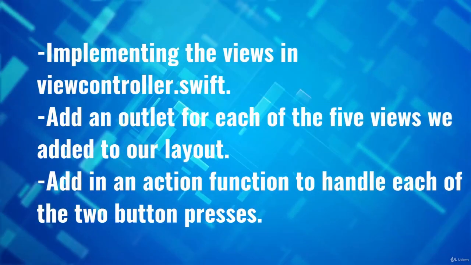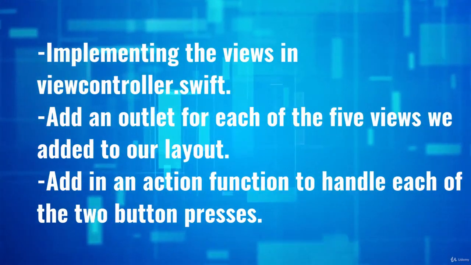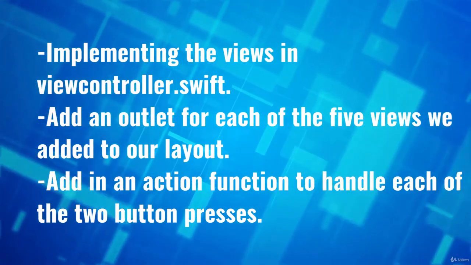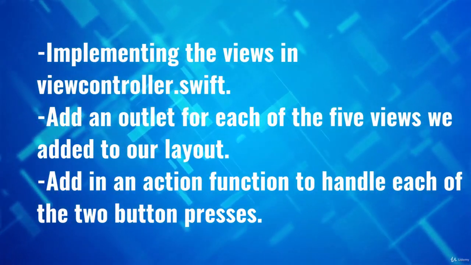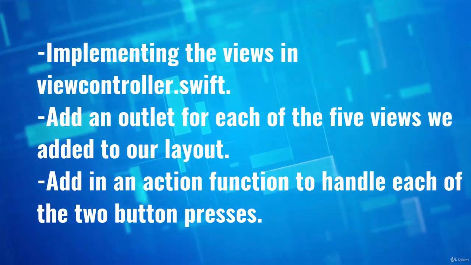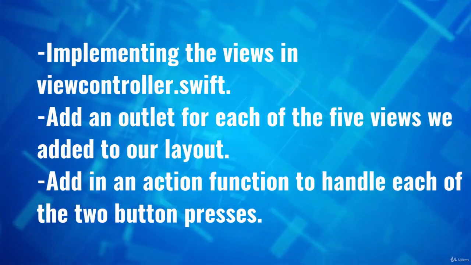In this part, we're just going to implement the views that we added in our main.storyboard, and we're going to implement them in the ViewController.swift file. So we had 5 views. We're going to add an outlet for each of those, and by adding an outlet, this enables us to modify the properties of each of these views within the code itself.